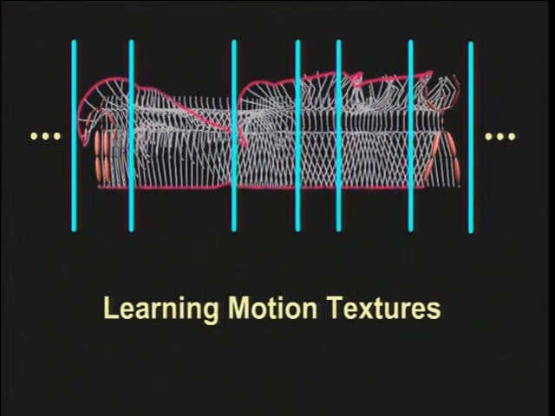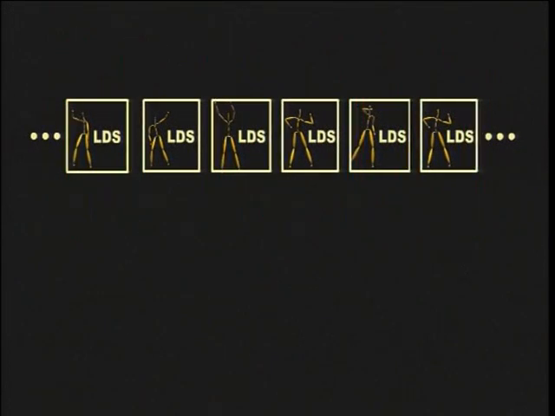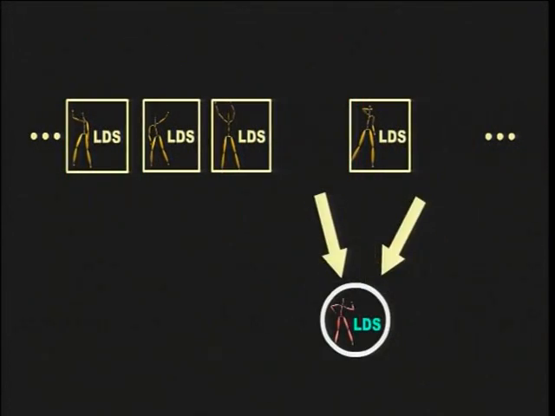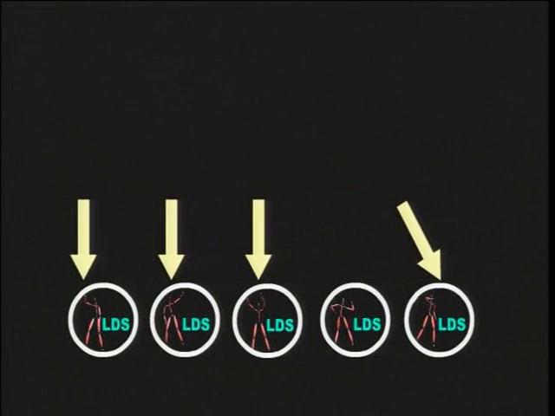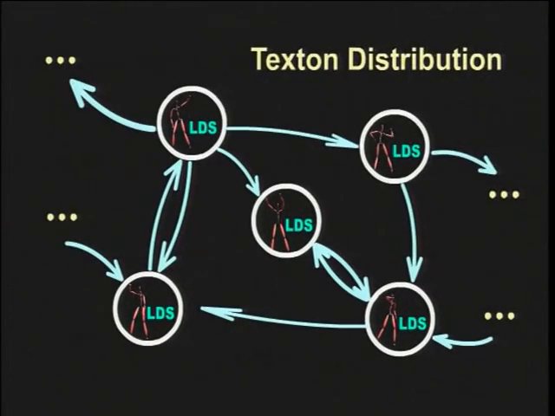Each texton is represented by a linear dynamic system, or LDS. Several segments can be represented by a single texton. The distribution of textons is represented by a transition matrix.